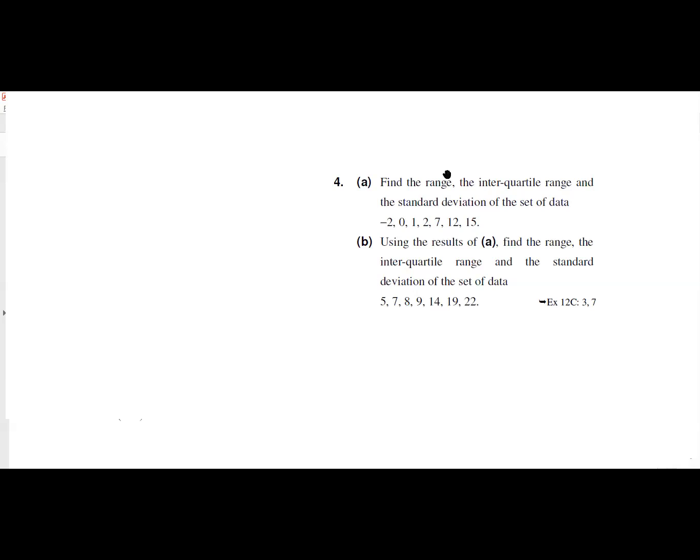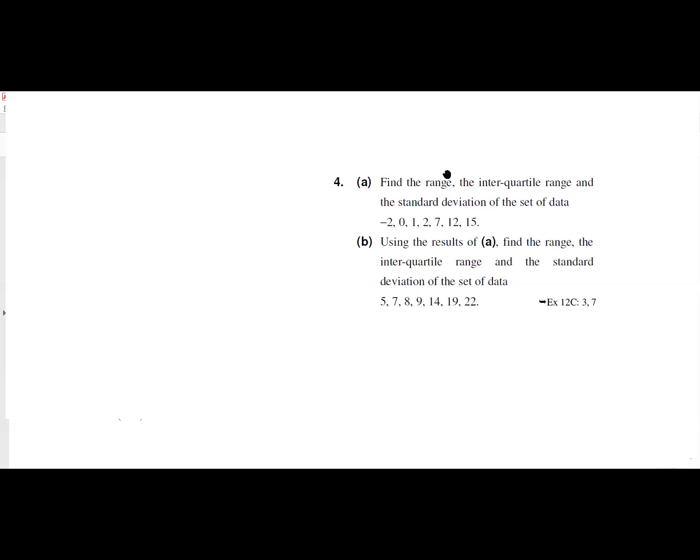All right, let's check the answers for question number 4. So find the range, interquartile range, and standard deviation of a set of data. It's -2, 0, 1, 2, 7, 12, 15. So it is already arranged in ascending order. So we do not need to arrange ourselves.